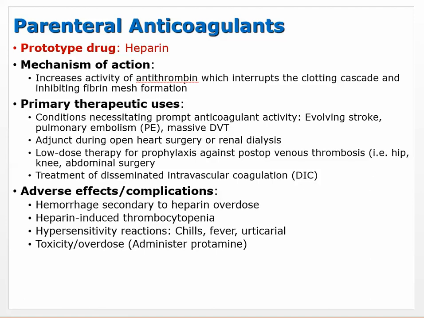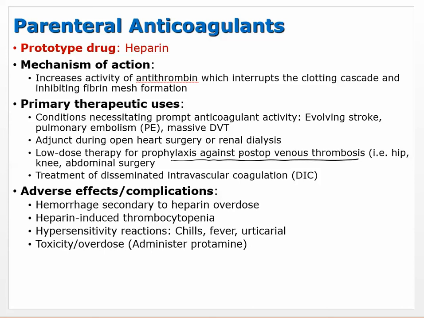So the first one, heparin, increases activity of antithrombin, interrupts the clotting cascade, and inhibits fibrin mesh formation. It interrupts the process by increasing the activity of antithrombin, which works on a lot of factors. Therapeutic uses: conditions necessitating prompt anticoagulation activity, evolving stroke, pulmonary embolism, and massive DVT. Adjunct during open heart surgery or renal dialysis. Low dose therapy for prophylaxis against post-op venous thrombosis. So hip, knee, abdominal surgery.